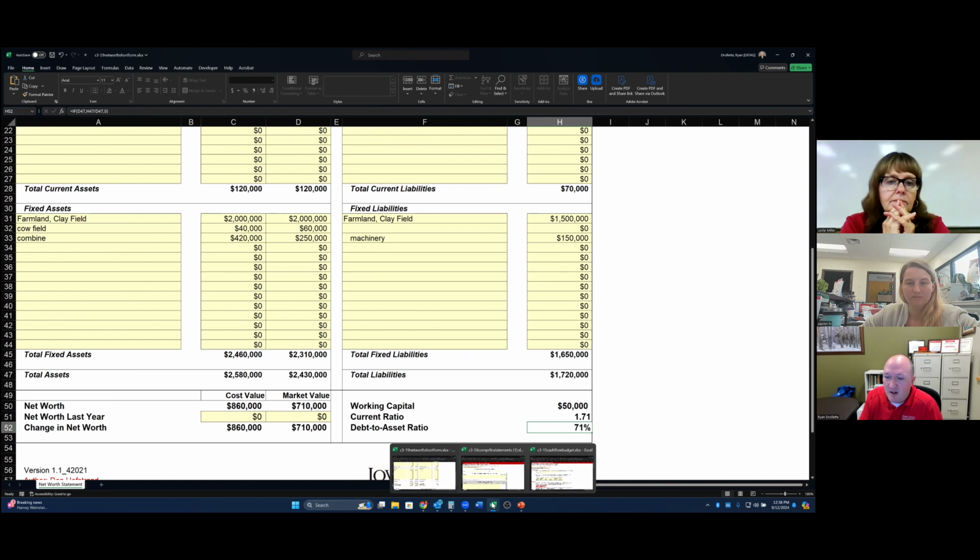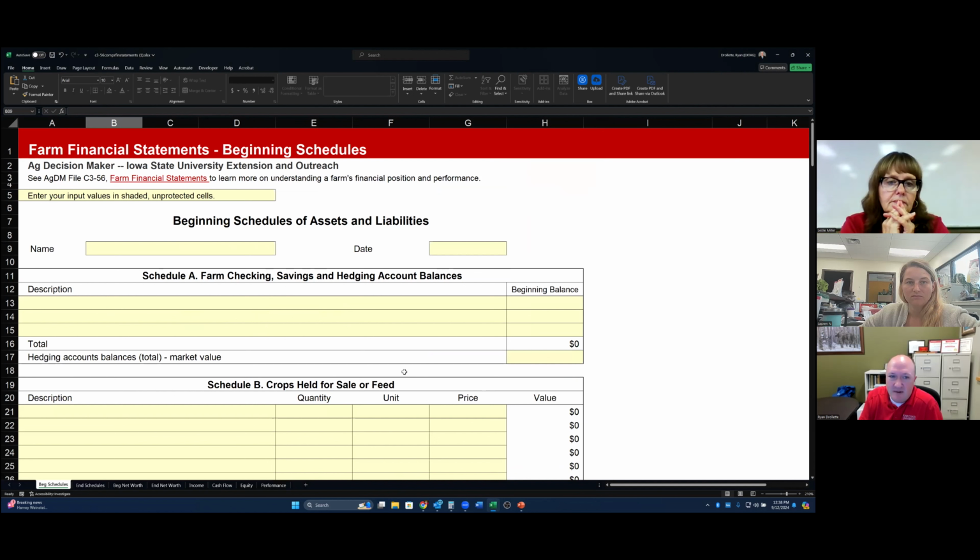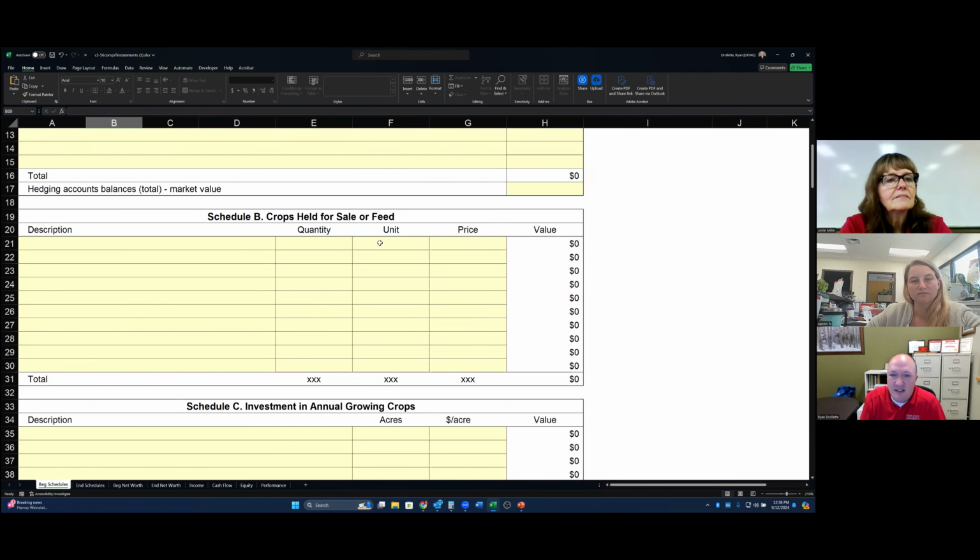We've got the more comprehensive one, and I'll pull that one up here. This is the one where it goes through the different schedules. I'm going to start off with Schedule A, farm checking, savings, hedging account balances, plugging in all of the different accounts that you've got, beginning balances. Crops held for sale or feed as well.